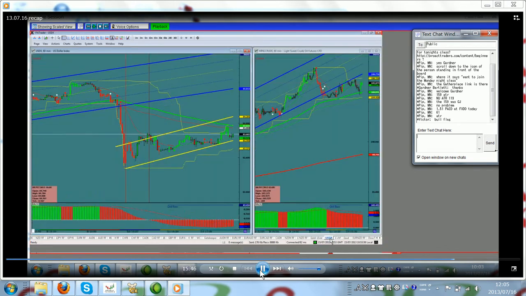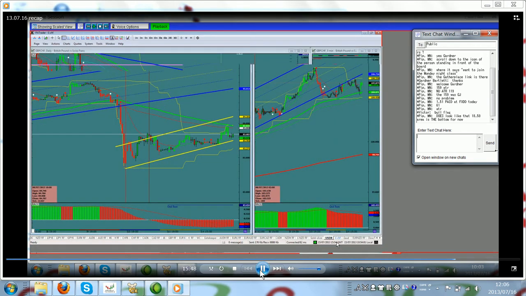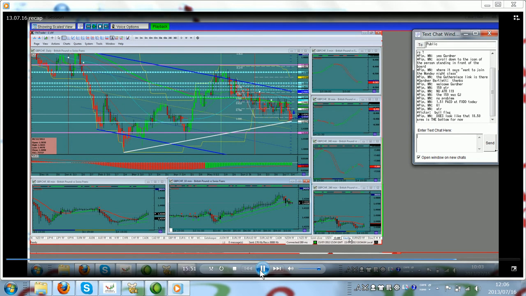All right, what are they doing with the dollar? Nothing, going sideways. Pound Swiss, in a wedge. Don't trade it.